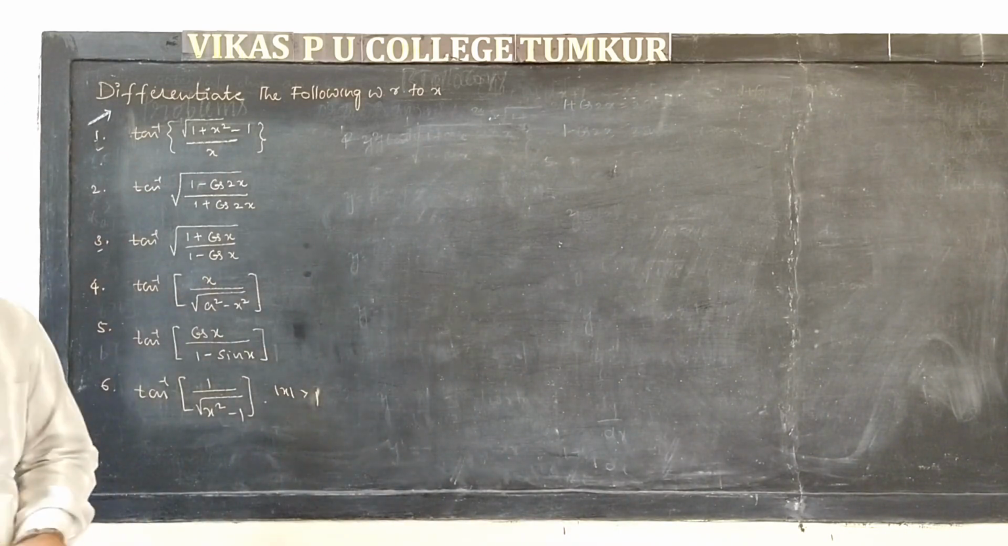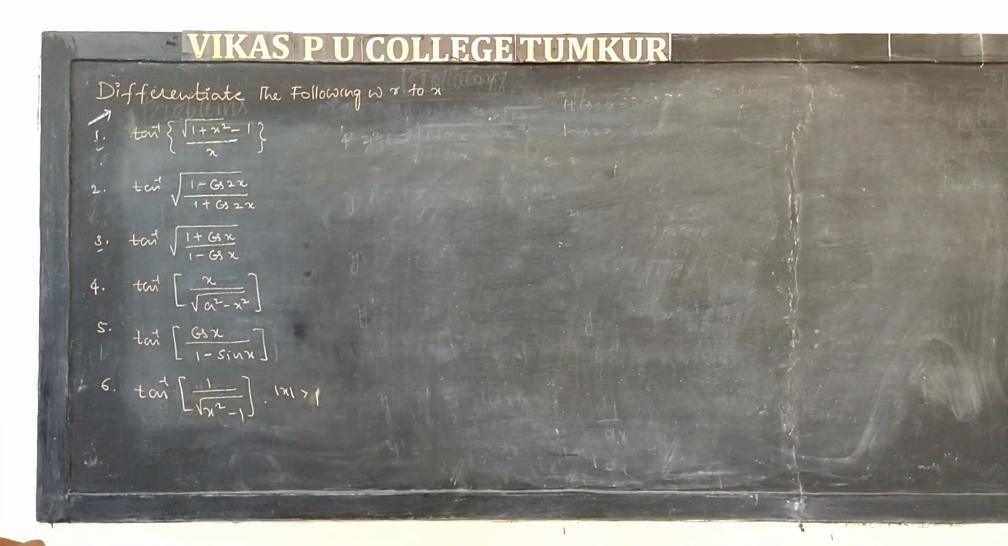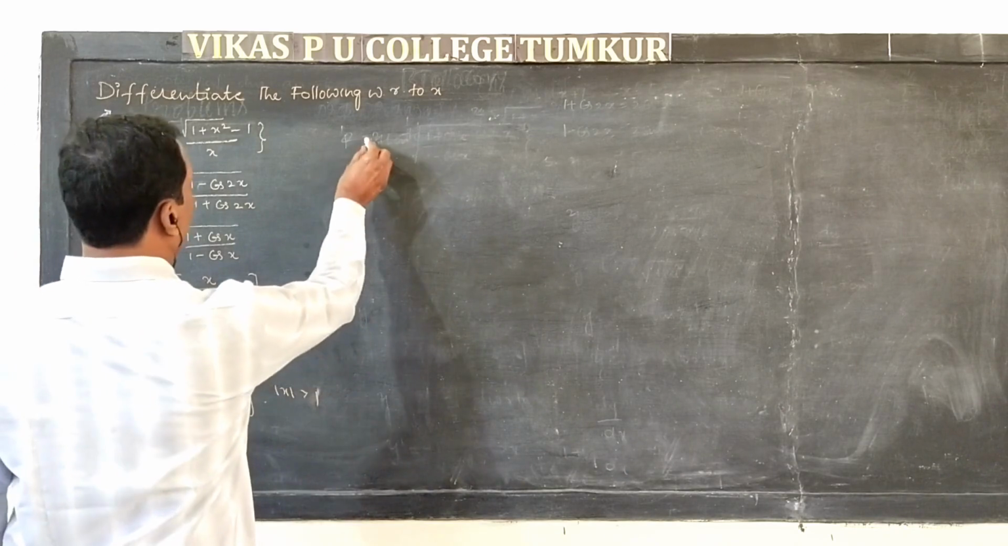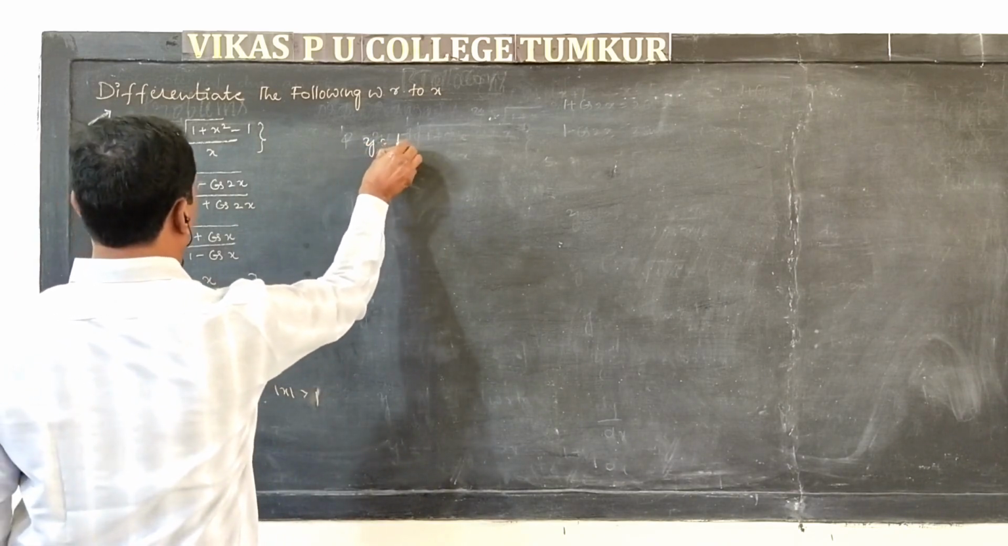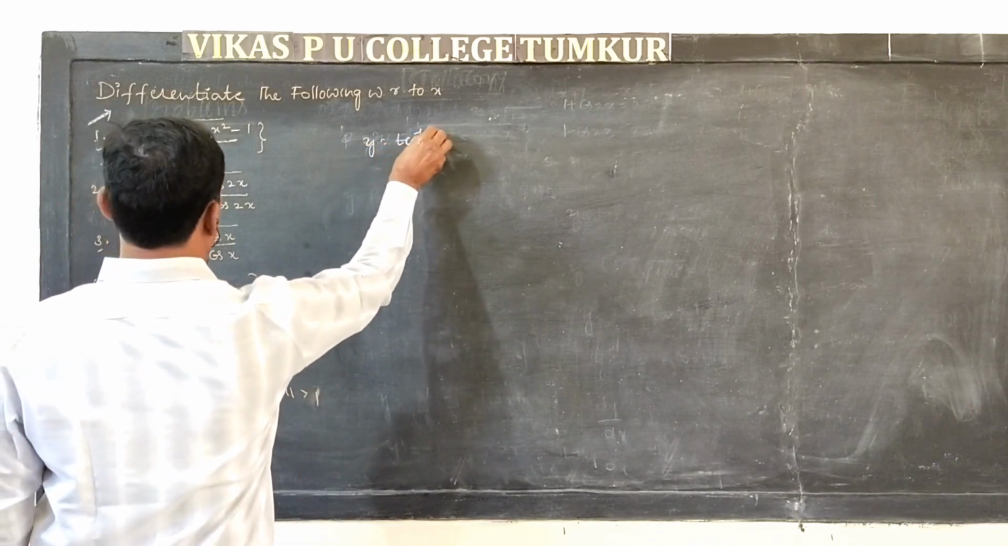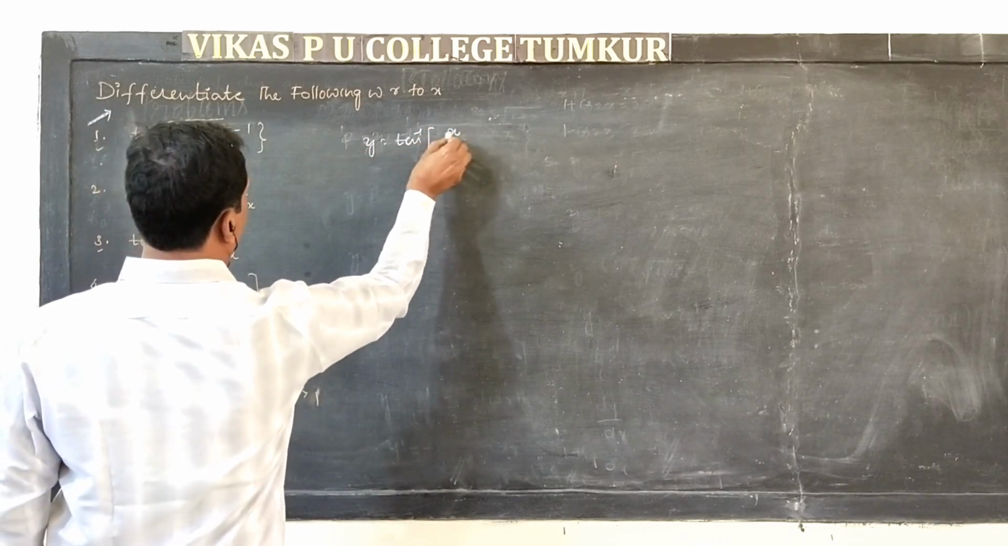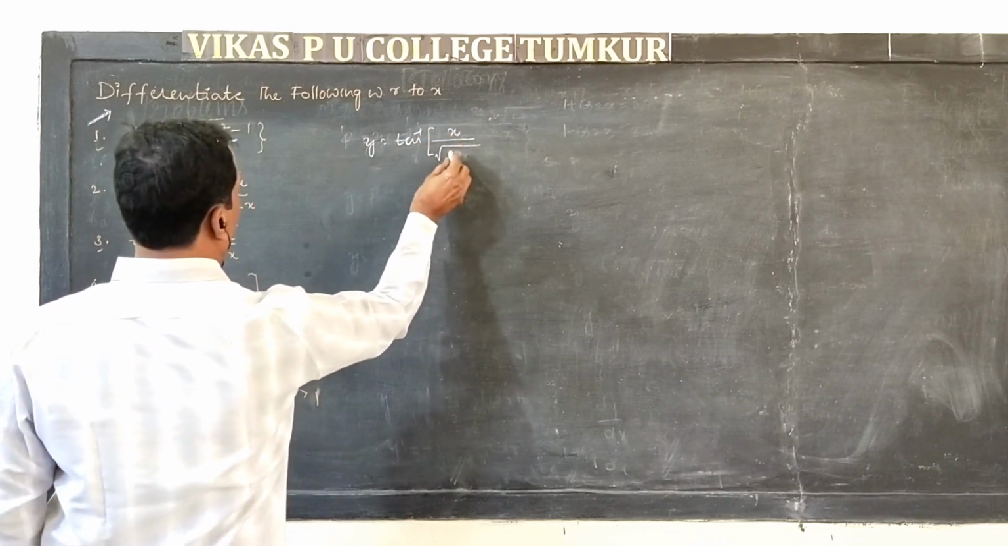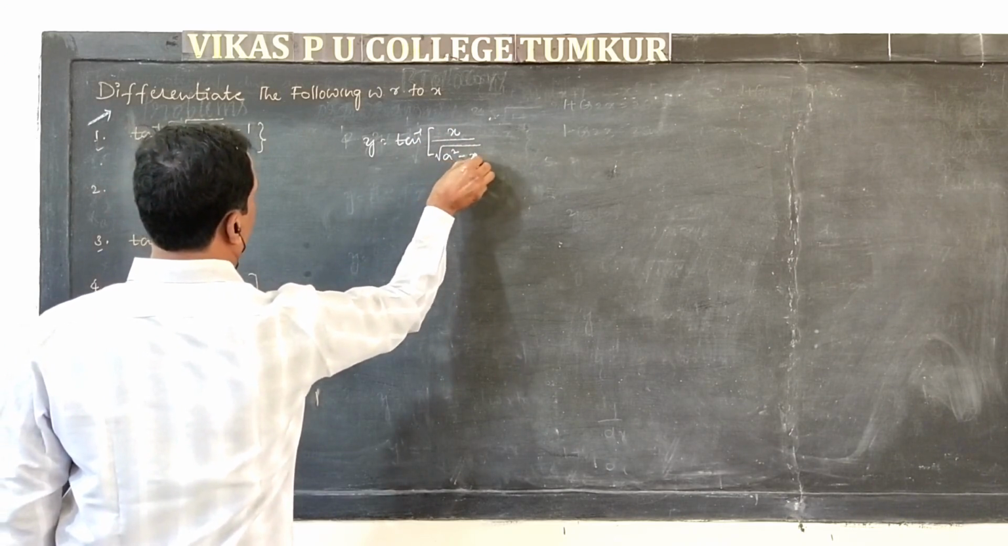Look at this one now. Important problem: y is equal to tan inverse of x divided by root of a square minus x square.